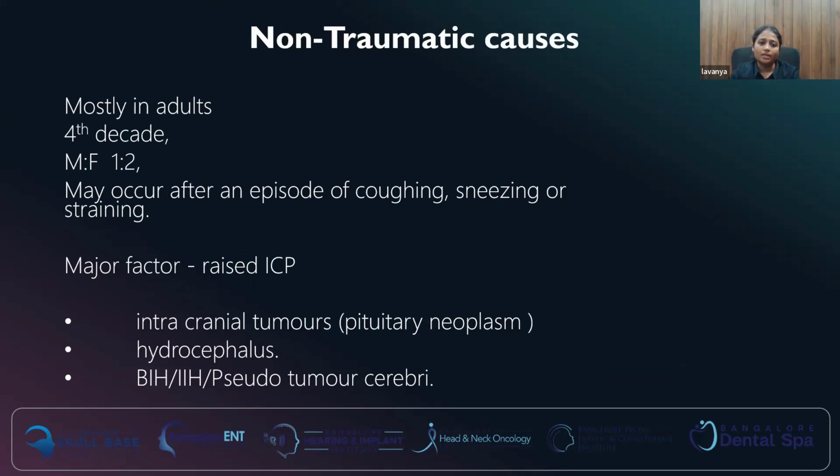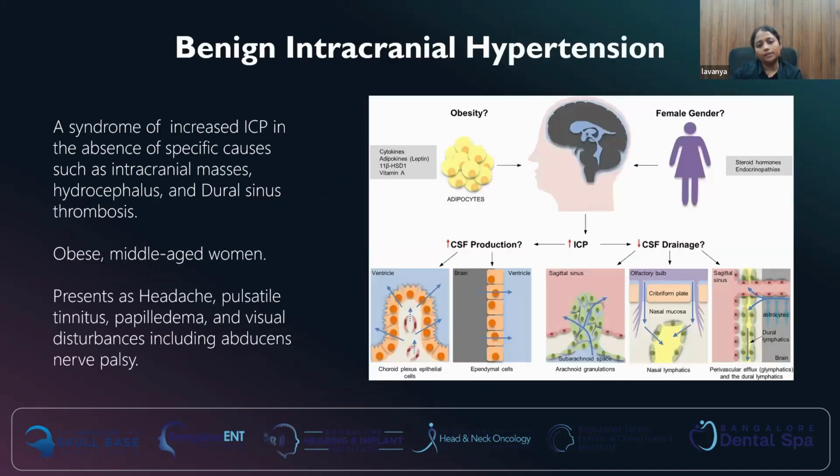The major factor in non-traumatic causes of CSF leak in adults is raised intracranial pressure, but the cause for the raised intracranial pressure can be varied. One of the more common causes is intracranial tumors, more commonly pituitary neoplasms. It can be hydrocephalus, both communicating and obstructive. Benign intracranial hypertension, also known as idiopathic intracranial hypertension or pseudotumor cerebri. So we'll look into benign intracranial hypertension in slightly more detail.